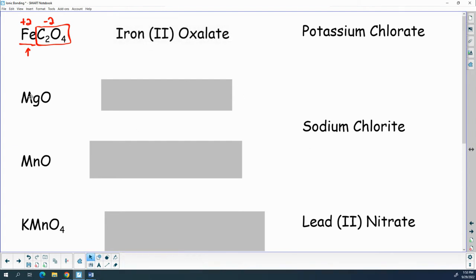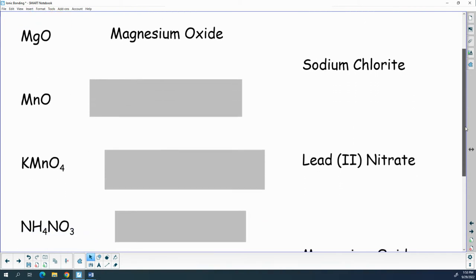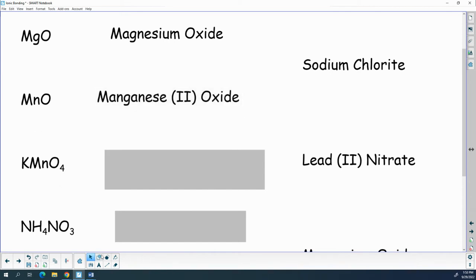Our next one will be magnesium and oxygen. That's magnesium oxide. No need for a Roman numeral. Magnesium is a group 2 metal, and it always makes a +2 charge. It's not one of our D block elements. This is manganese, not magnesium. Manganese oxide. Manganese is a D block element, so it needs to have the charge written in its formula. This is manganese 2 oxide.